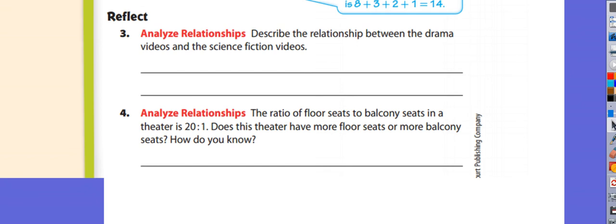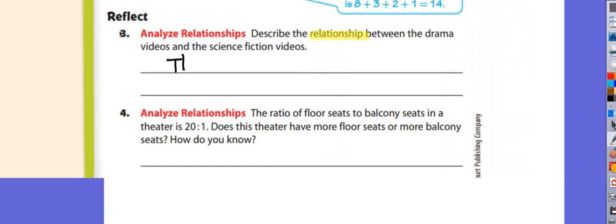Question number 3 reads, describe the relationship between the drama videos and the science fiction videos. Now some kids here are going to want to write a ratio, which you could do and it wouldn't be a bad answer. But really I'm going to focus on this word relationship right here. You need to go into your table and find the number of drama videos, which is 3, and the number of sci-fi videos, which is 1. And what we're trying to get you to do is recognize that there are 3 times as many drama videos as there are sci-fi videos. And that's the answer here.